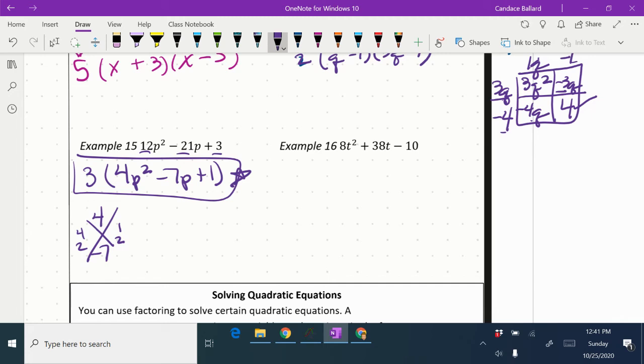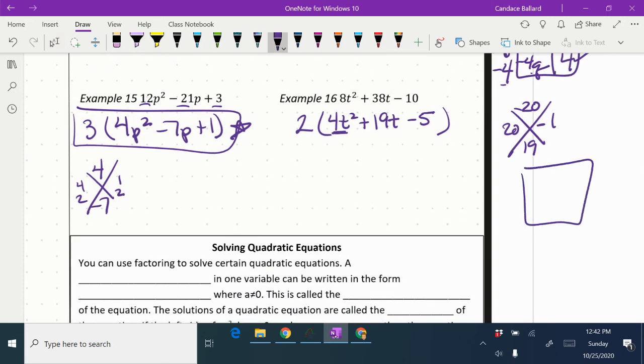All right, let's try example 16. It looks like the biggest thing I can pull out of this would be 2. So I'm going to pull out the 2. I'm left with 4t squared plus 19t minus 5. All right, it looks like I've got a good old magic X. So 2 numbers that multiply to negative 20 and add to 19. I'm going to go with 20 and 1 and make the 1 negative. I notice I have a leading coefficient, so I know I have to get out the box as well.